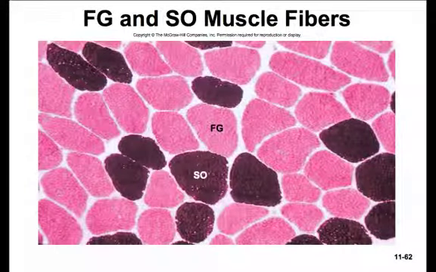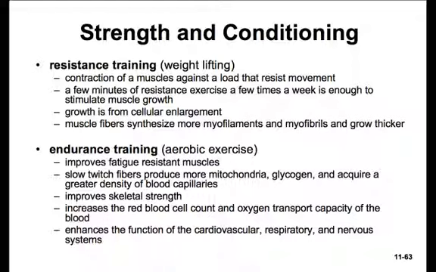Here you can see a micrograph that shows the difference in coloration between slow oxidative and fast glycolytic muscle types. You'll notice that there's a mixture of both fiber types within the same muscle. So we have far more muscle strength than we might normally use. For example, the gluteus maximus can generate 1,200 kilograms of tension, and all the muscles of the body could produce a tension of about 22,000 kilograms or 25 tons.